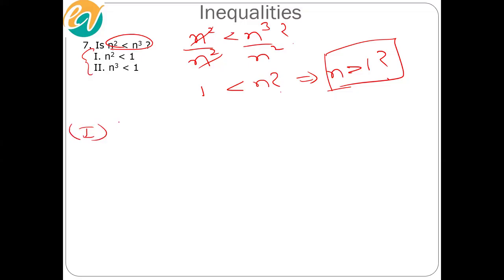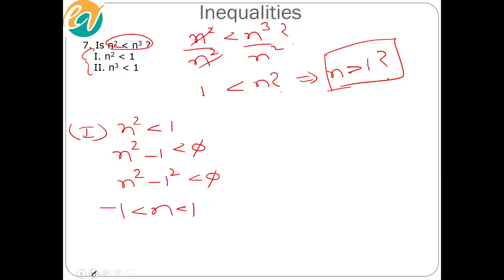What does statement 1 say? n square is lesser than 1. This should hopefully remind you what form we are talking about. n square minus 1 is lesser than 0, which is n square minus 1 square is lesser than 0. Do you guys remember the solution to this? Minus 1 is lesser than n is lesser than 1. That's the solution. Correct?